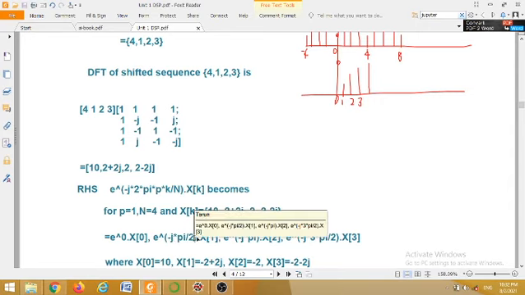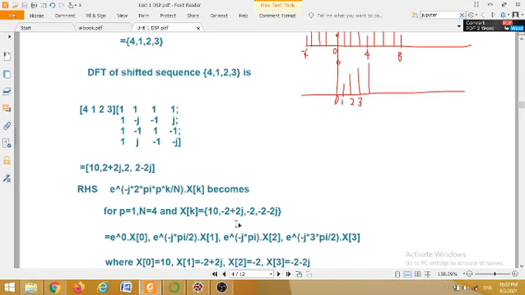E power minus j pi by 2 is minus j. This minus j is multiplied with x of 1. X of 1 is minus 2 plus 2j, so minus j into minus 2 plus 2j: minus j into minus 2 gives 2j, and minus j into 2j gives minus 2j square. J square equals minus 1, and there is already another minus, so they cancel and you get 2. So 2 plus 2j, right?